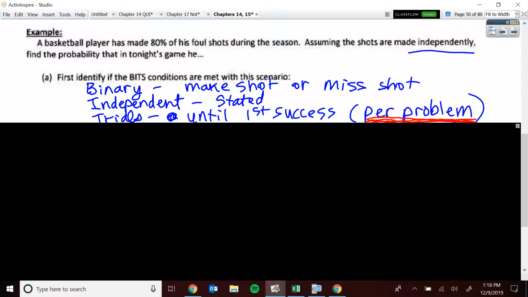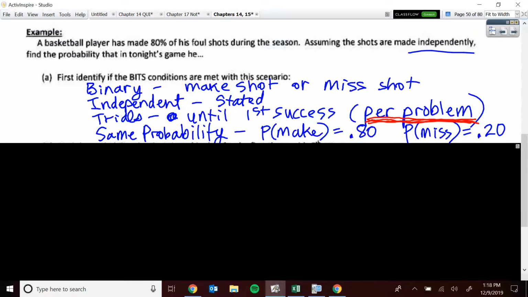But what about same probabilities? I went ahead and I just listed our probabilities that are staying the same from trial to trial. What are they? Probability of making it was 80%. Probability of missing it was 20%. Okay.